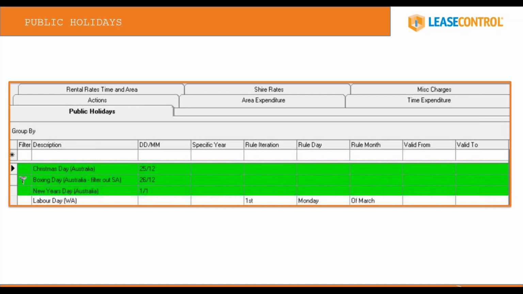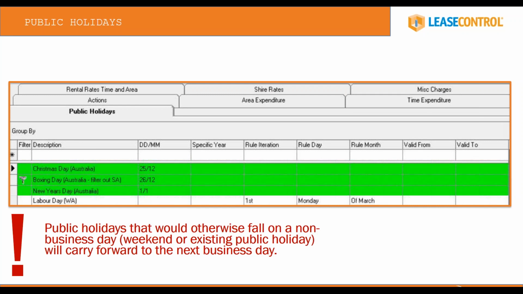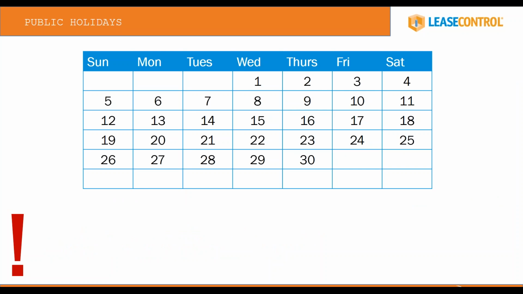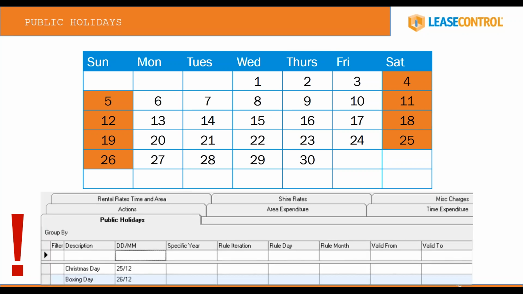Before we go any further, a very important fact to know. Public holidays that would otherwise fall on a non-business day, a weekend or existing public holiday, will carry forward to the next business day, and this is really critical to understand. By way of example, let's say this is your calendar, which means you have some weekend days. These are automatically considered non-business days, no action required on your part. Then let's say this was December, and therefore the 25th and 26th were Christmas and Boxing Day respectively, both of them in this instance being public holidays.